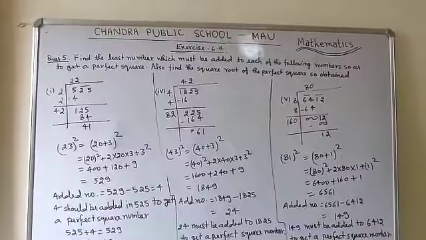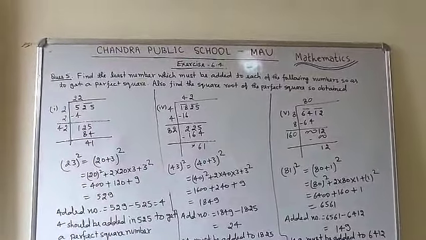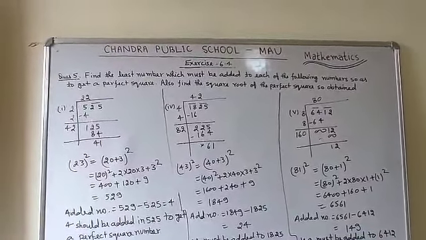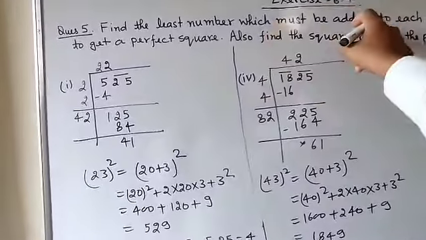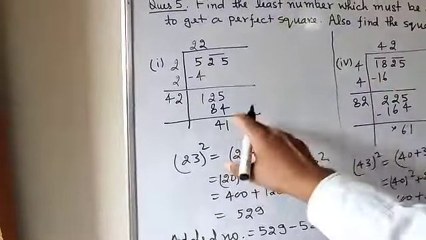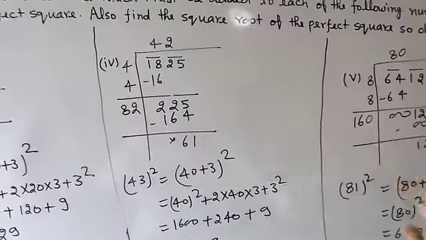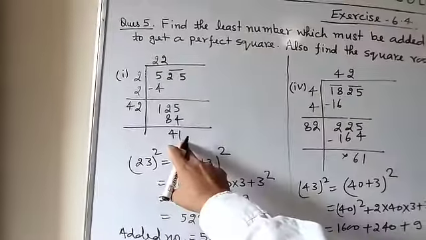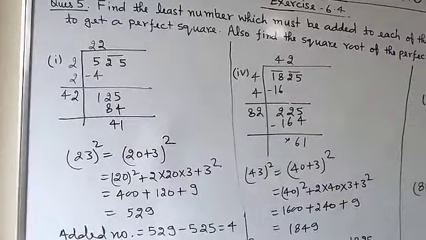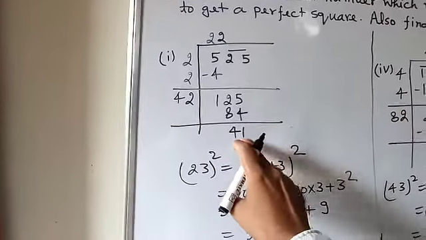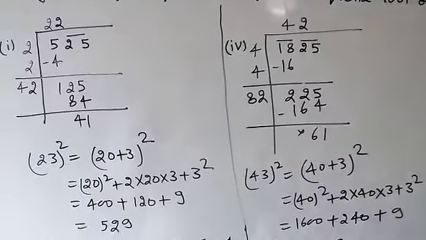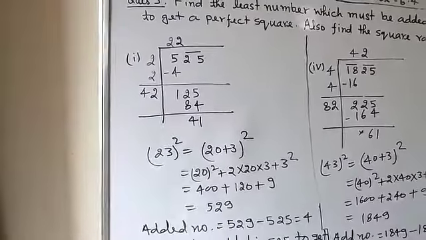Again I am going to differentiate between question number 4 and 5. What is the difference between both the questions? In question 4, it was asked what must be subtracted. So in that question, whatever the remainder you were getting, you have written that this number should be subtracted. If the same question is asked for what must be subtracted, your answer will be that the remainder must be subtracted. But here it is asked what must be added.